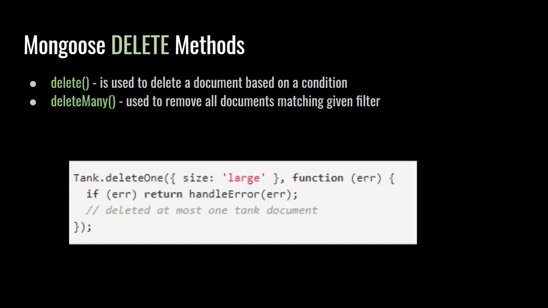The delete method does what it says. You delete a document based on a condition. Then you can do deleteMany. Again, it can remove all documents given a filter. So deleteOne, just delete the size large, error-first callback, check the error, otherwise there's not going to be much returned back. There's not going to be a collection returned from the delete method.